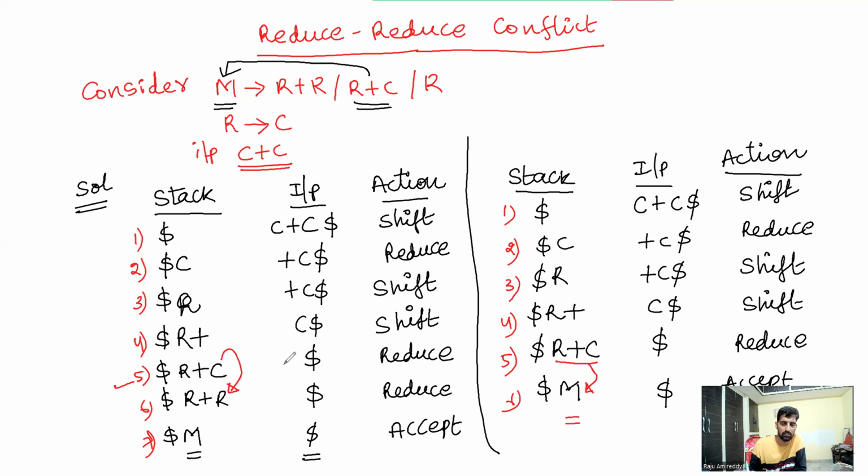So there are two different reduce moves. Either I can go with this reduce move or this reduce move. So here C is reduced as R. Here R plus C is reduced as M. So here the parser has some conflict. This is what we call a reduce conflict. Now this is one reduce move. This is another reduce move. So here the parser has some ambiguity about which reduce move to take. Okay. So this is a way to construct the reduce move.